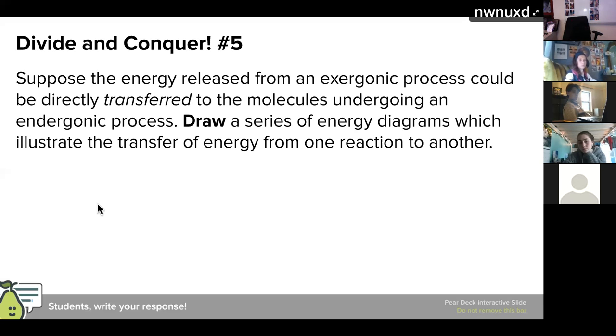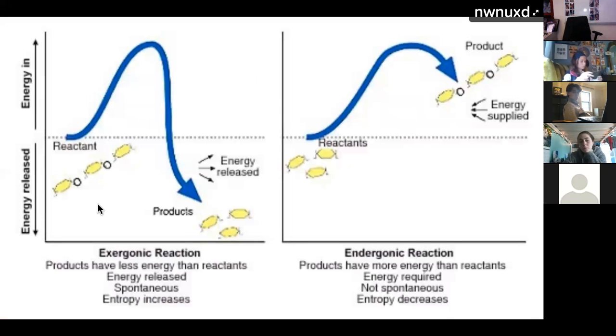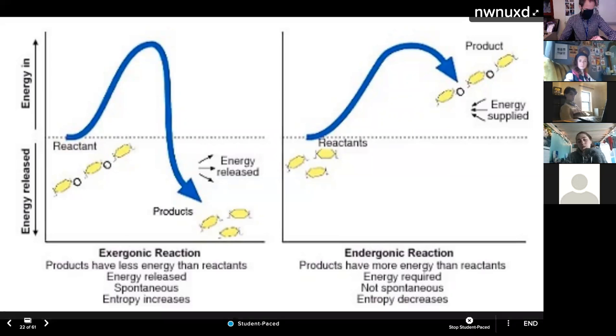But as I looked at your diagrams, I saw a lot of pictures that looked just like mine. You had an exergonic diagram on one side, an endergonic diagram on the other side. What was missing, and that's okay, is how are the two connected? They're going to be connected by this molecule called ATP. So we will complete a much more inclusive diagram later on.